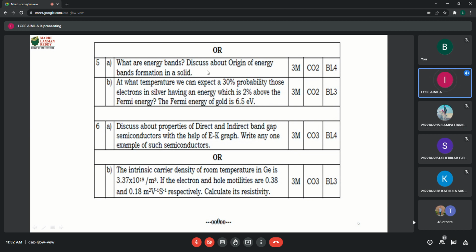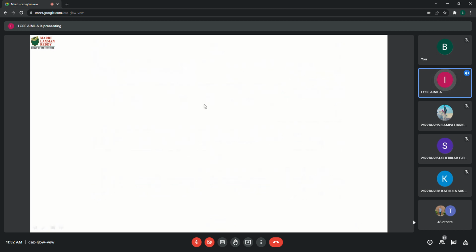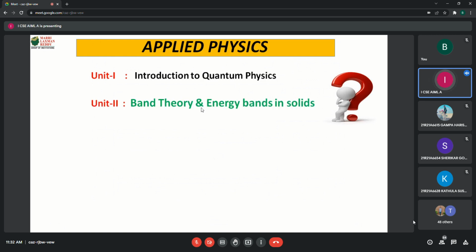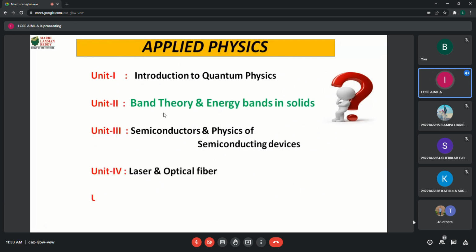So this is nothing but another question. Okay, so if you take Unit 2, these are all the questions that can be expected in a mid-exam question paper, as in the model question paper like this. In today's class we are going to see only a glance. If I start to explain each and every topic in depth, it won't be over in 1 hour. So Unit 2 is band theory and energy bands in solids.